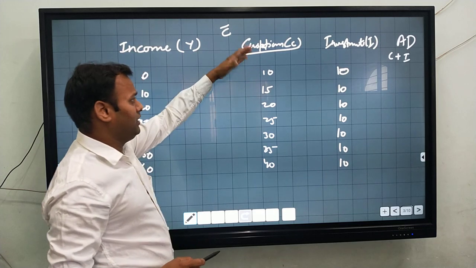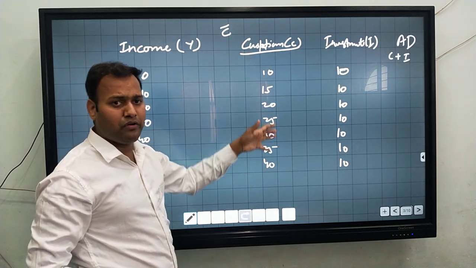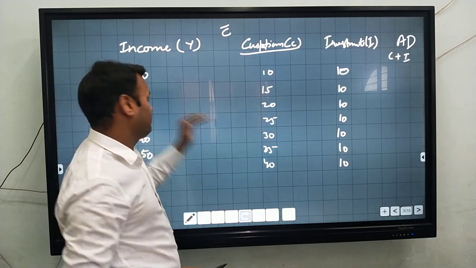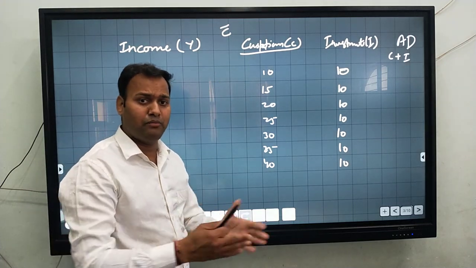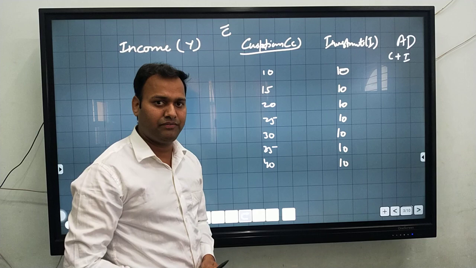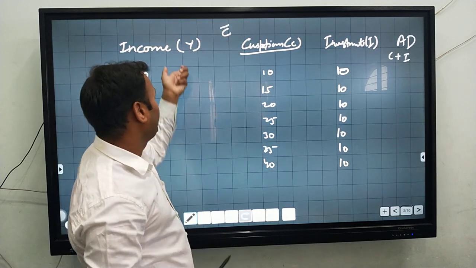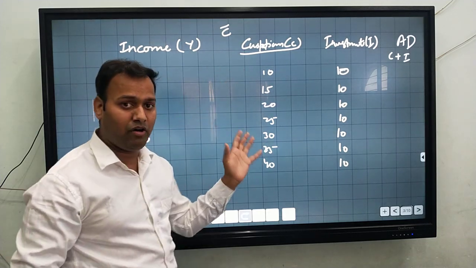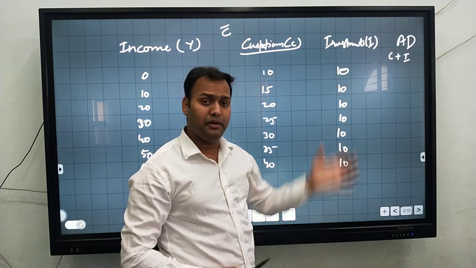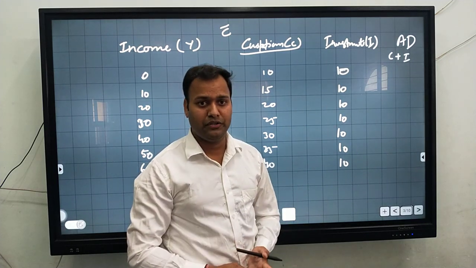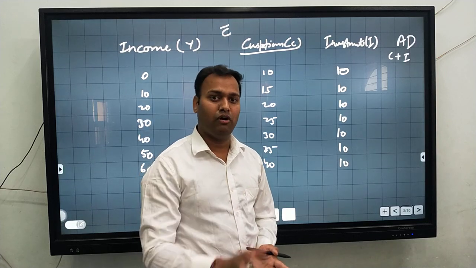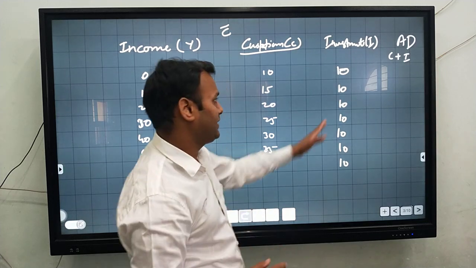Now you can write 10, 15, any number, but it should increase, because as income increases, consumption will also increase. If you have more money, then you can purchase more goods. That is the concept of income and consumption. And as already told, investment, the creation of new assets, is fixed throughout the year. That is 10, 10, 10.